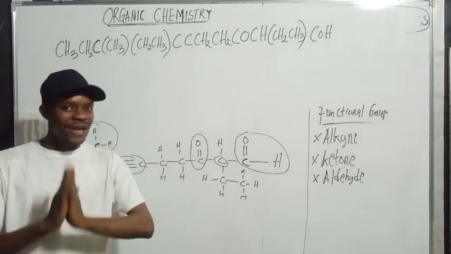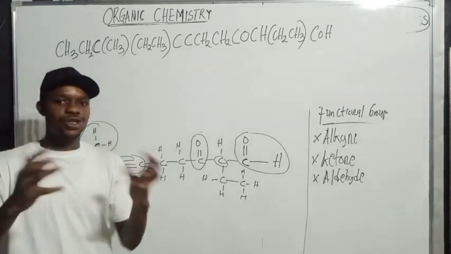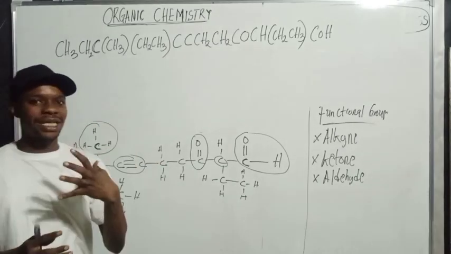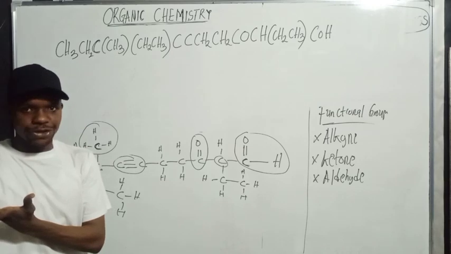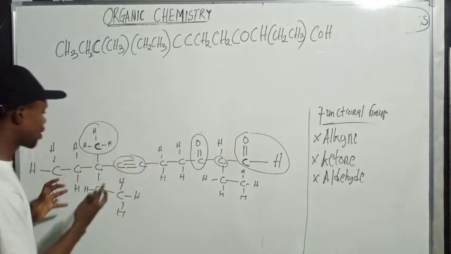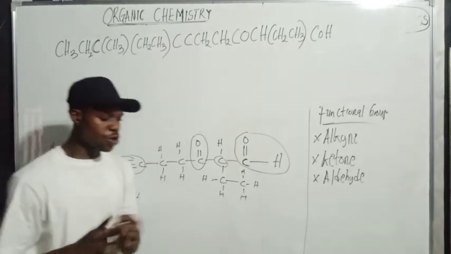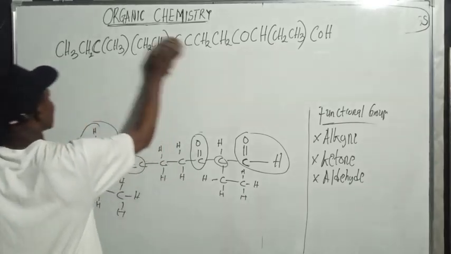You can see it's very, very important to know how to do this, because at times you'll be given a skeletal structure, and at times you'll be given a condensed structure and asked to give the IUPAC nomenclature. Do you get us? So before you can start naming an organic compound, it's very important to know how to draw structures. Do you understand? So we'll do one more before we end this class.